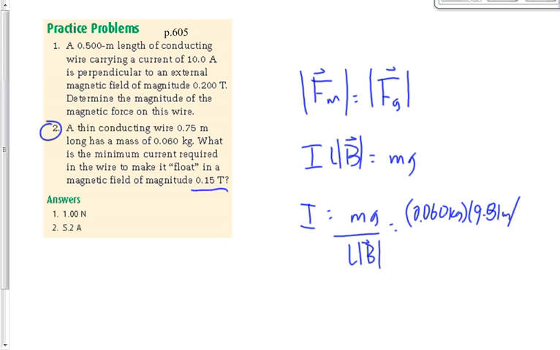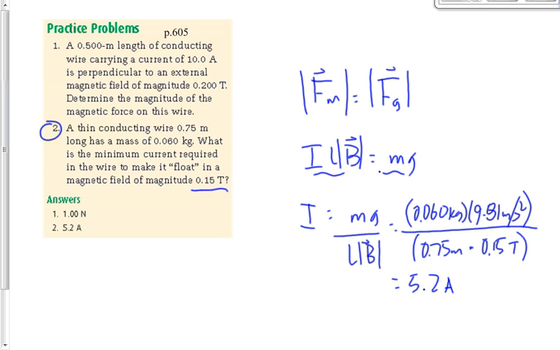We're not going to put the direction in there, the negative, because again, we're only looking at the magnitudes of these forces, not the directions, because they're opposite in direction. If we were going to include the direction, then we should have said ILB is equal to negative mg, because they've got to be opposite. Just look at the magnitudes. Divide that by the length, which is 0.75, times the magnetic field strength, which is 0.15 Tesla. When we calculate the current there, I believe we should get 5.2 amps.